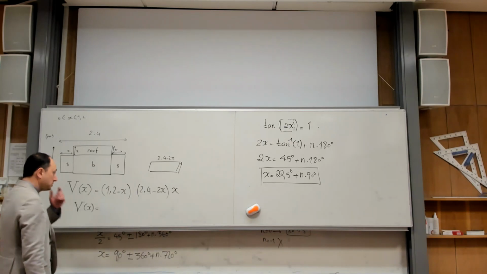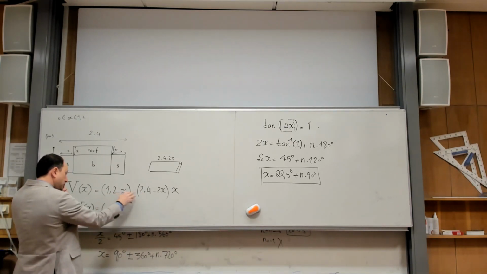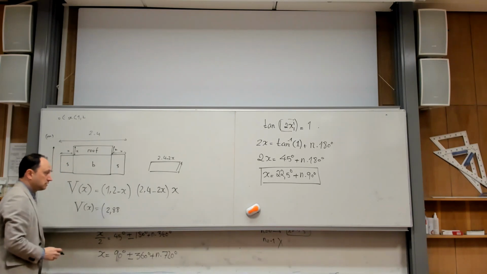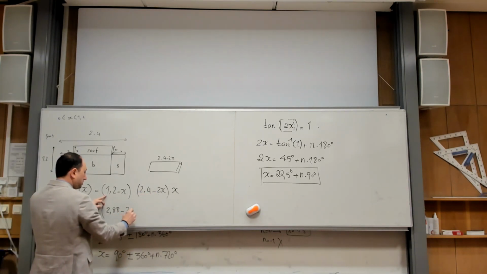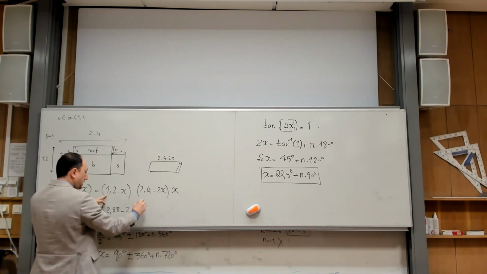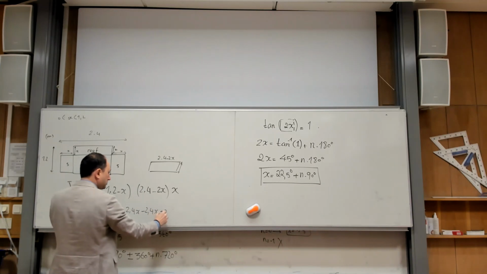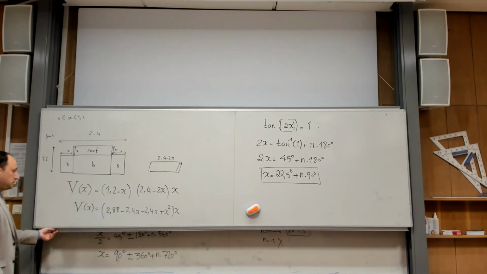So what should I do? I have to multiply 1.2 times that. So if I do that, it becomes 2.88. Is that right? Can you calculate this? It is okay. And then I'll multiply that. It becomes minus 2.4x, and then again minus 2.4x, and then this becomes positive 2x squared, and another x. Okay, let me simplify this now.